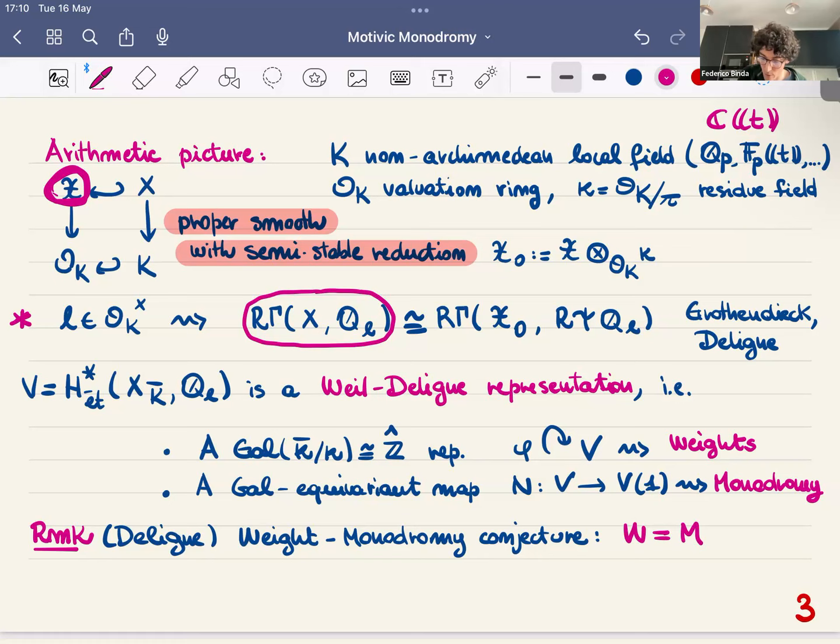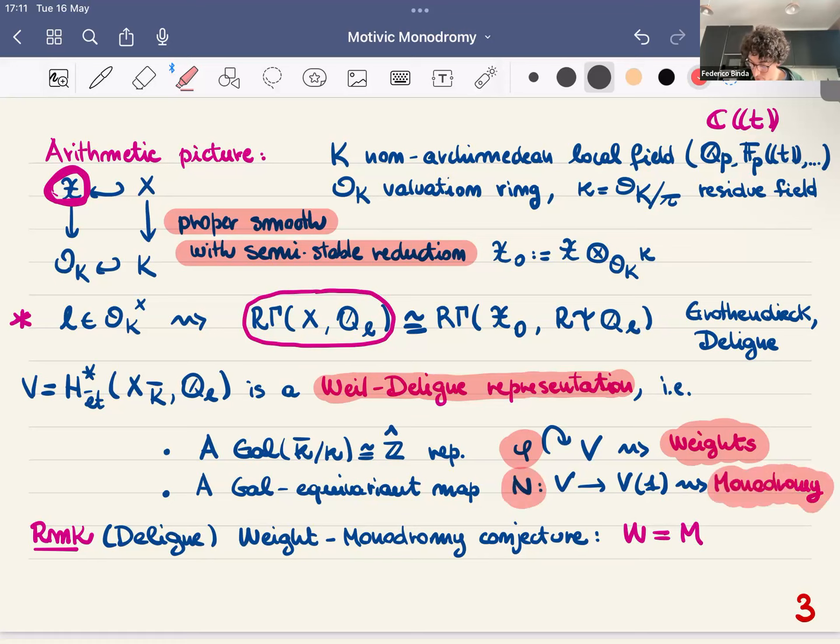But the object we care about, this analytic cohomology, is actually what people call the Weil-Deligne representation. So it carries two operators. It is a representation of the Galois group of the residue field, at least up to some finite extension, and this is what allows you to talk about weights in the arithmetic context. So weights are replaced by Frobenius weights in this case, and phi here is the Frobenius, a topological generator of the fundamental group, or Galois group, of the residue field. And moreover, by Grothendieck's unipotency theorem, there's also another operator, which is this N here. It's called the monodromy operator, which goes from V, our vector space, to a twist of V. So the twist here refers to changing the weights, according to Frobenius.